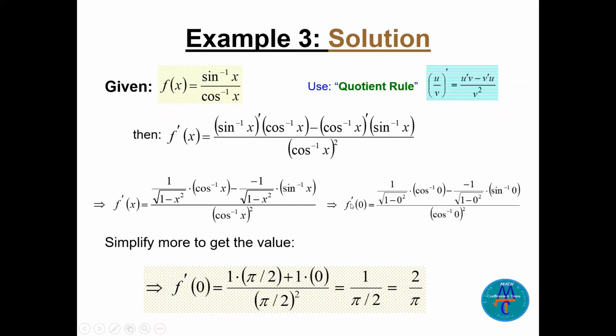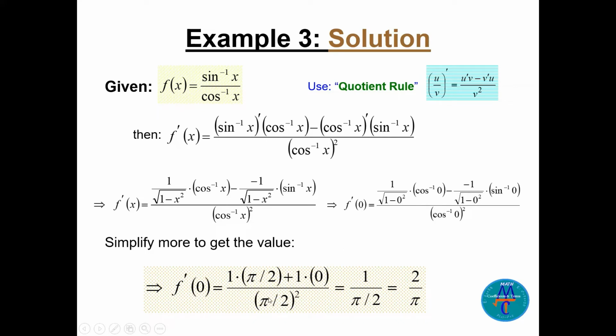Now what do I need? f prime, the derivative of the function at 0. So I replace every x by 0 and simplify it. 1 over this, 1 minus 0 squared under the radical, this will be 1. Inverse cosine of 0 will be 90 degrees, which is pi over 2. Minus and minus becomes plus. Inverse sine of 0 is 0, so this will be 0. And here we have pi over 2.